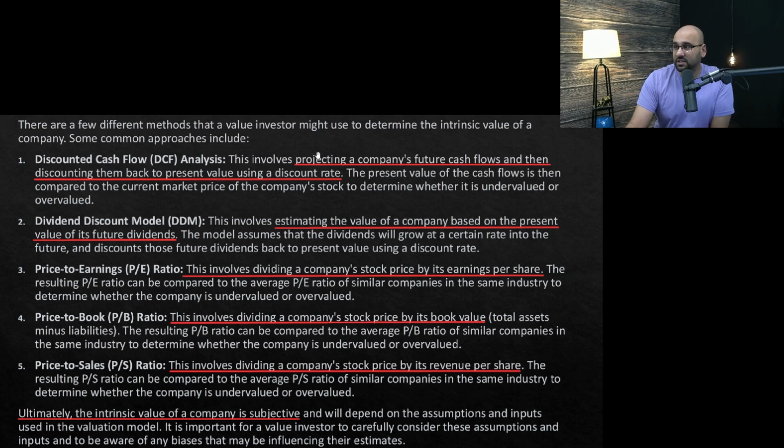But effectively, it's just what I highlighted here. It's projecting the company's future cash flows that are expected to flow back to the owners, and then discounting them back to the present value using a discount rate.